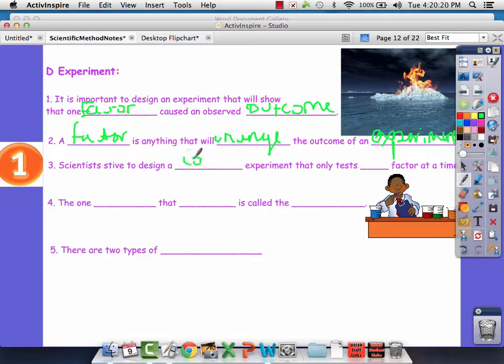Scientists strive to design a controlled experiment that only tests one factor at a time. The reason we like controlled, and what I mean by controlled is, if we were doing an experiment that dealt with something that we're going to do this week, if we were doing heart rates and exercise, something that we would want to control is by leaving it indoors. Now, we may actually go outdoors because of the room and because it will allow us to not necessarily disrupt other people's classes, but if we could have our choice, we could stay inside because we wouldn't want the temperature to affect the results. So that would be keeping it controlled. We're controlling the temperature.